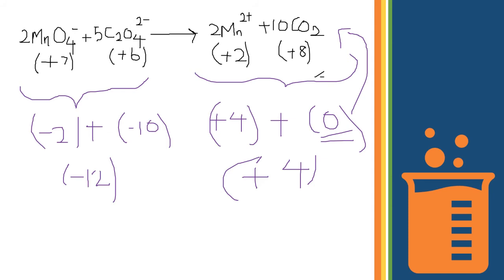So what is the less positive side here? Obviously, this. So what do we do? As per the rules, we add H plus to the less positive side to make the charges equal. So, what is the number to be added with -12 to equalize to +4?